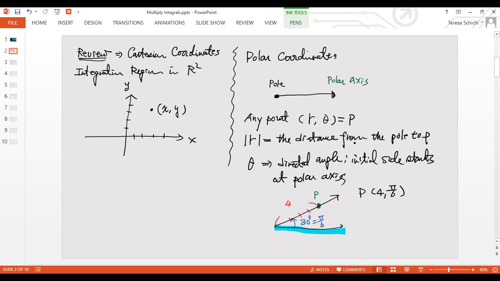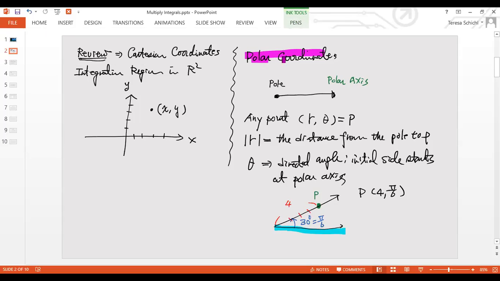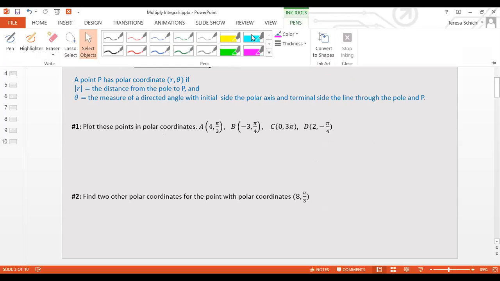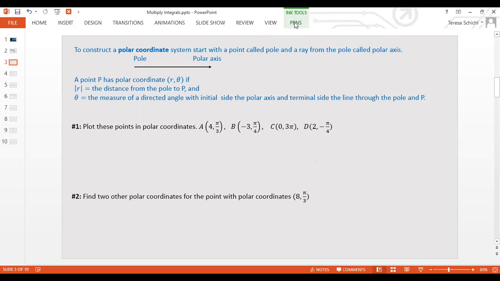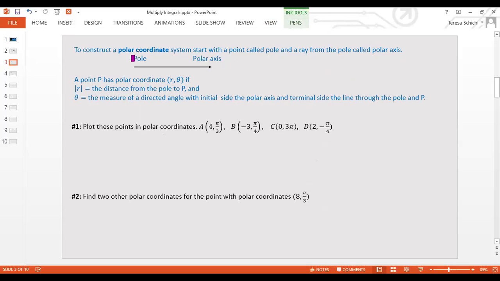So now this is the new coordinates, right? It's the polar coordinates. Then we need to take a look at how we take the integration over the polar coordinates. So let's go to here. This is just what I did, and here's a summary for you. You have a pole with a polar axis, and this is the distance, and this is the angle, right? Okay, so now let's take a look at this one.